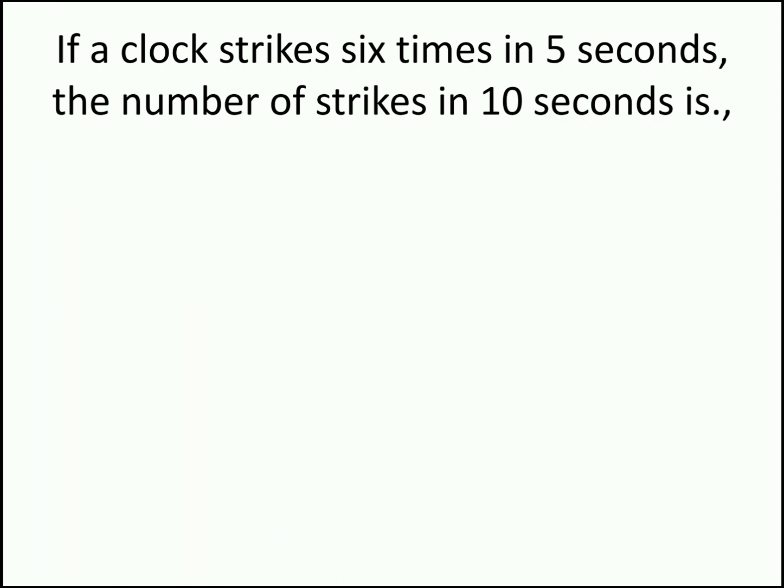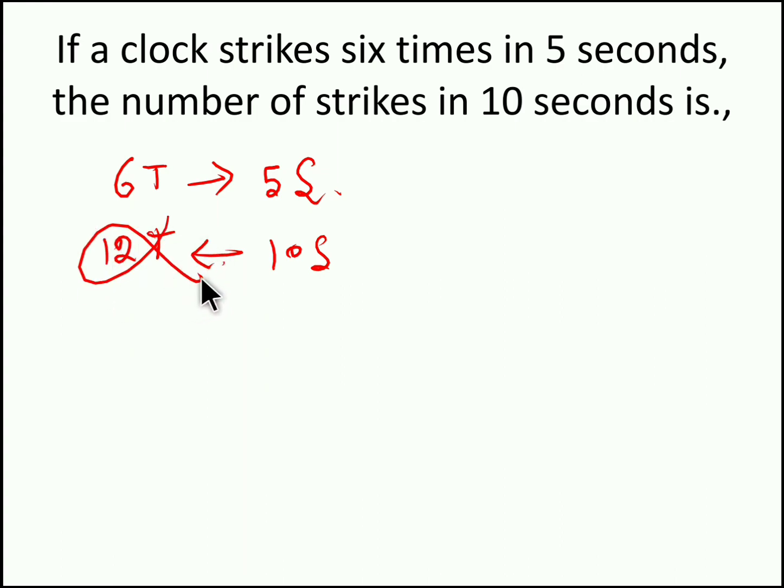Moving to the last question of the session. If a clock strikes 6 times in 5 seconds, the number of strikes in 10 seconds is dash. See, a clock strikes 6 times in 5 seconds. So in 10 seconds, it will strike how many times? If you say the answer is 12 times, then your answer is wrong. See, logically it's not possible.